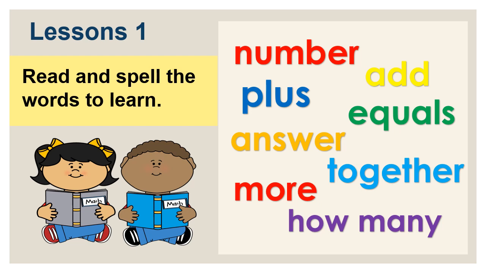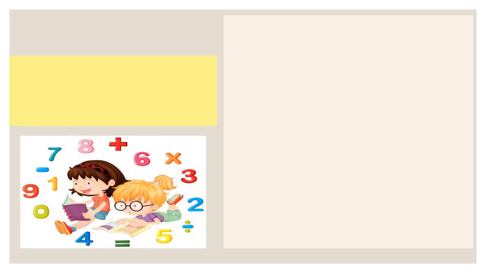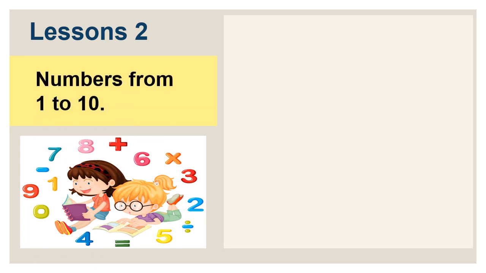You may try reading and spelling these words again and again from time to time to practice. Okay, that's our first part. Remember those words. All right, let's go to the next one. Part 2 of this lesson is what we call numbers from 1 to 10.